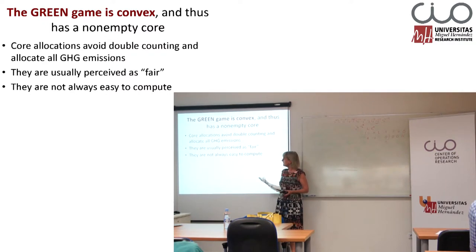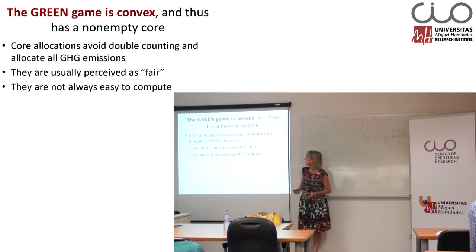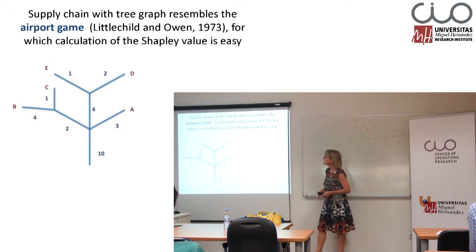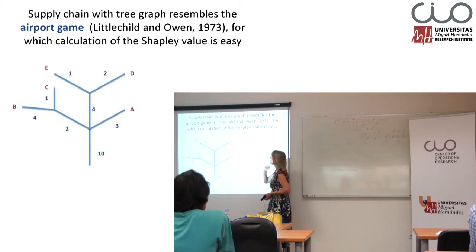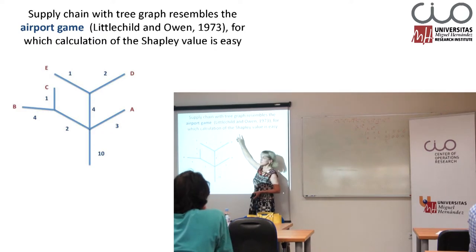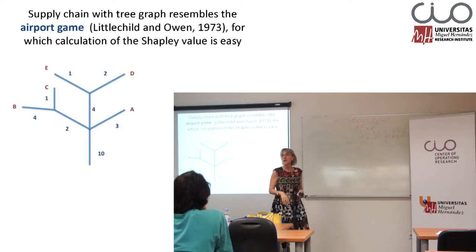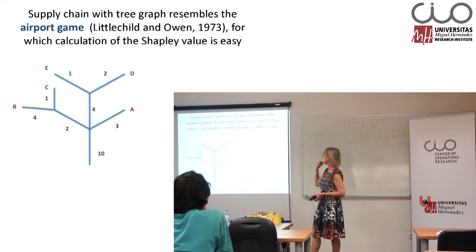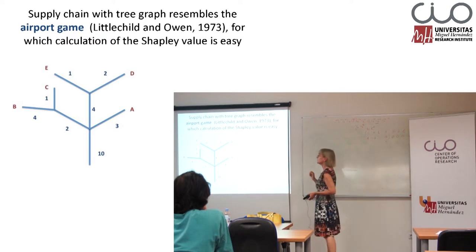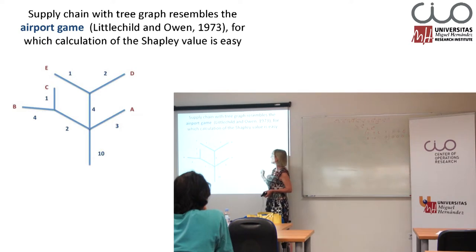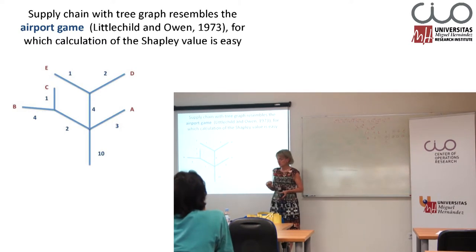So we started thinking about Shapley value as it is often used in cost allocation. But again, the complexity was one of the deterrents. And this is where I go back to when I started talking. I remember that when I was a student, Danny gave a talk about the airport game. So this is an old paper, and this is a slight variation of the paper by Littlechild and Owen. It's not exactly what their paper says, but it's easy to explain, and it fits well with our problem.